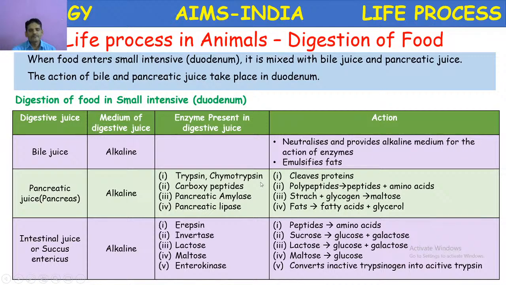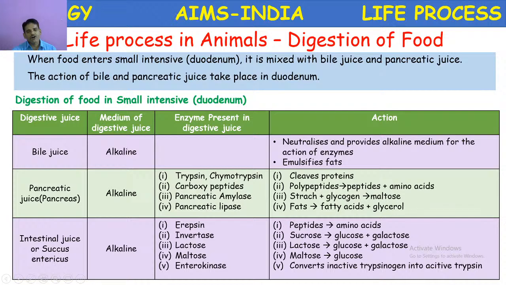What is their action? Trypsin and chymotrypsin act on proteins. They cleave proteins, meaning digest proteins, and those proteins are converted into polypeptides. Again, carboxypeptidases act on polypeptides and convert them into peptides and amino acids. Amino acids are the end products of digestion of proteins. Then pancreatic amylase acts on starch and glycogen.